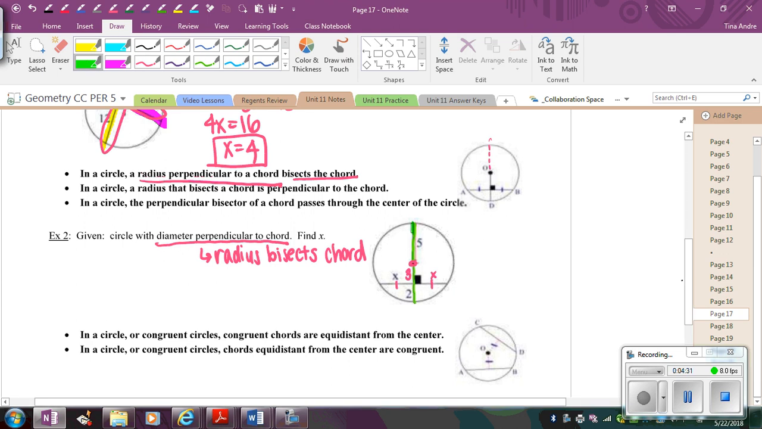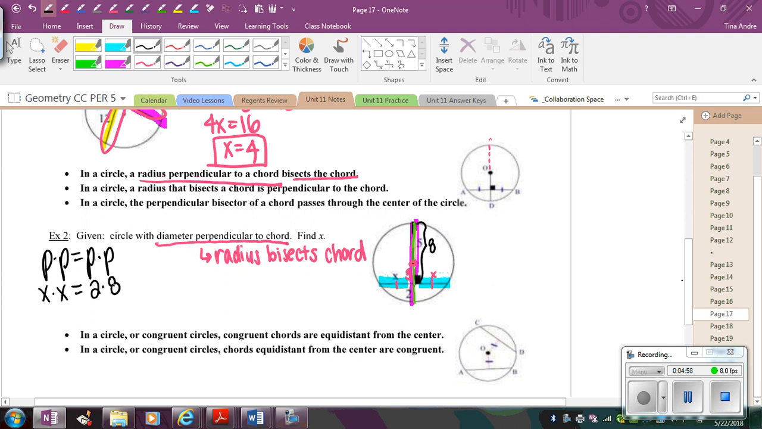So meaning I have this whole thing here times 2 is equal to this part times this part. So I end up having this whole thing, which is 8. So I'm going to go ahead and use that part times part. So part times part equals part times part. So I have x times x equals 2 times 8.